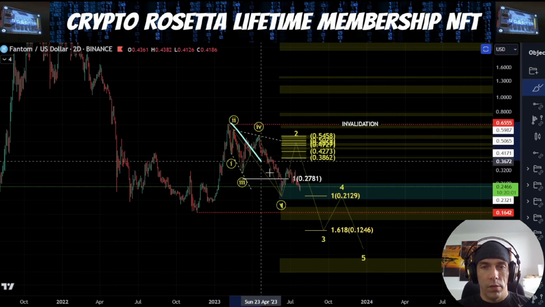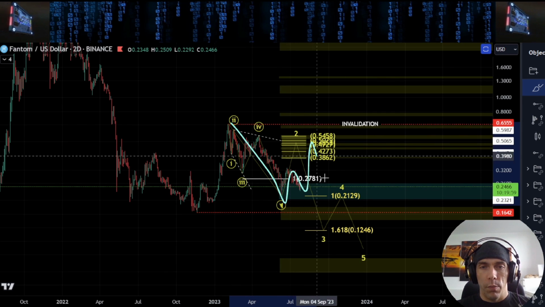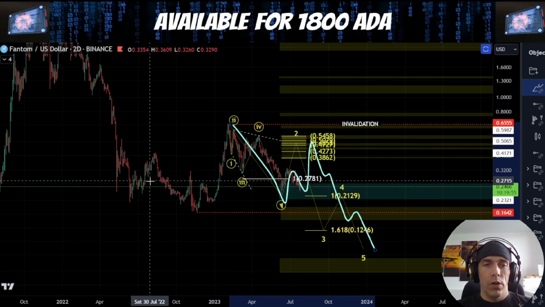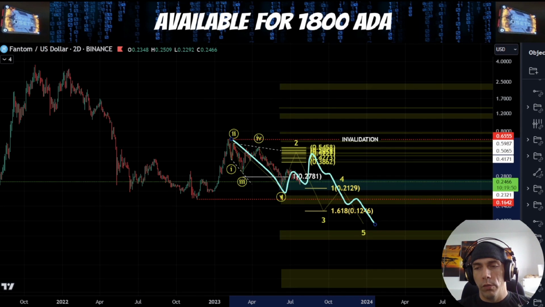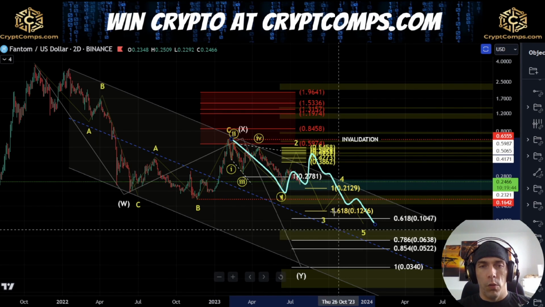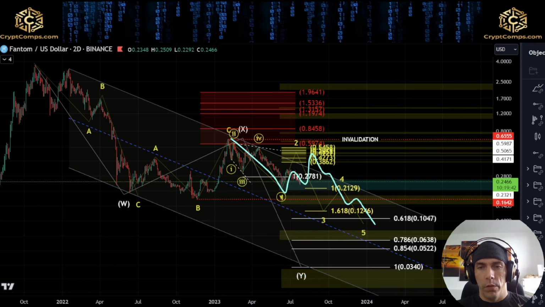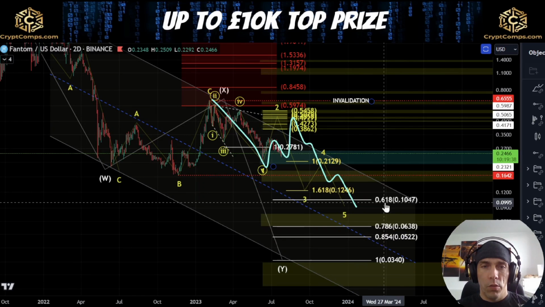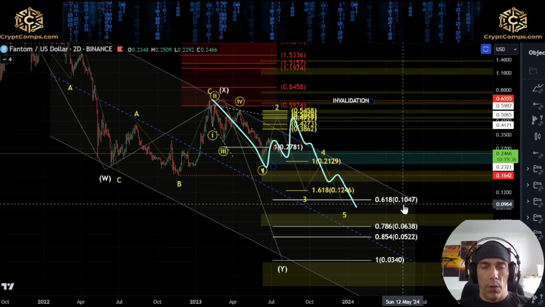So if we do see this as A, we get 3 waves up, and then we get 1, 2, 3, 4, 5, and break these lows again. This could align with the WXY, which is looking at this Y wave over here that we said we need to be on the lookout for, because if we do see something like this, 0.618 is going to be our minimum requirement we are looking for.